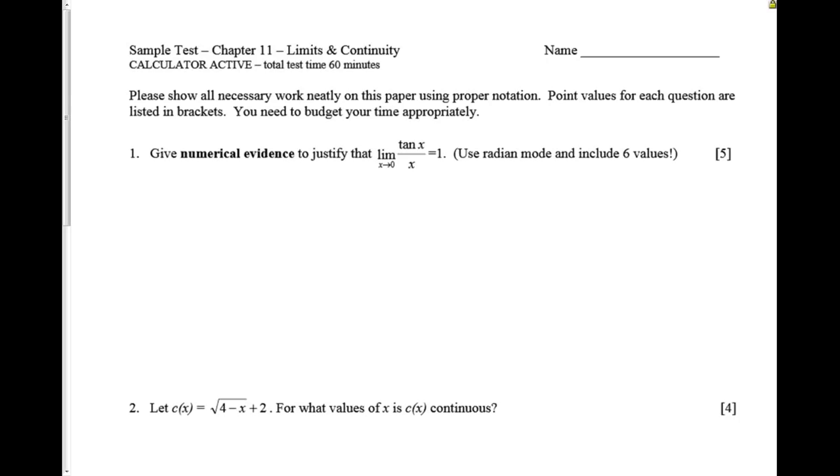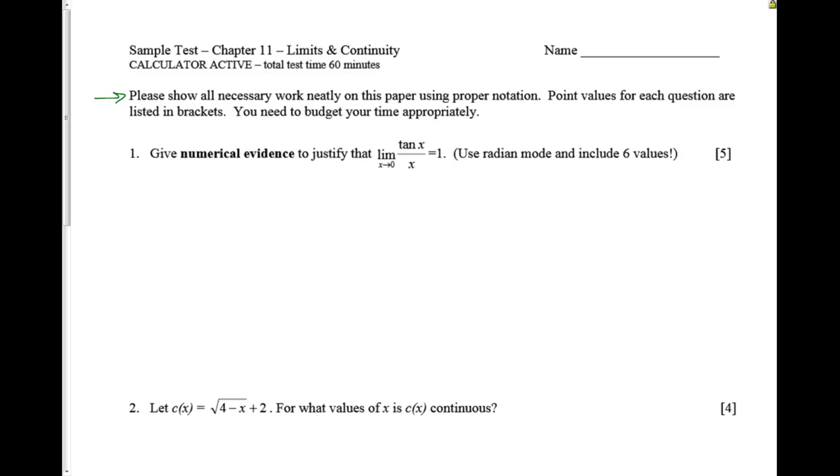This is the sample test for the functions trigonometry test on limits and continuity, which is chapter 11 if you're following in the book. This is the first part of the test, and we're supposed to show all work neatly on this paper using proper notation. And remember, this is the calculator part, so we can use our calculator.